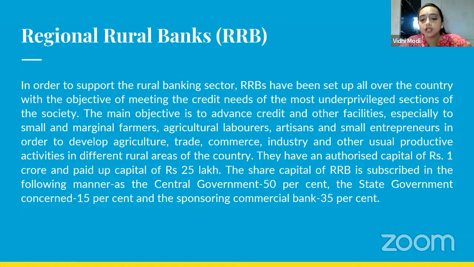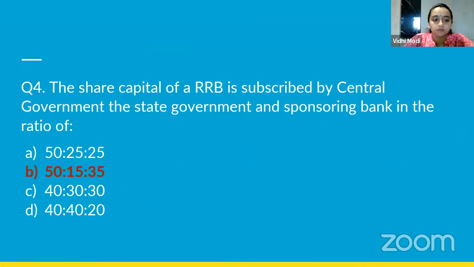Now here, they have an authorized capital of rupees 1 crore and paid up capital of rupees 25 lakh. So how is it subscribed? It is subscribed in the following manner. The central government gives the maximum, which is 50%. The state government is 15%. And the sponsoring commercial bank is 35%. So the answer would be option B.